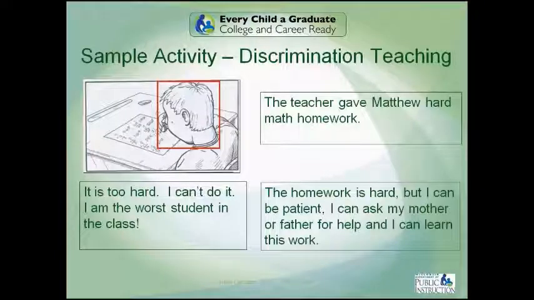So this is an example, this is a discrimination teaching. The only thing you have to be cautious of here, this is like a teaching scenario. So you have some visual supports. You set up the stimulus or the setting event. The teacher gave Matthew some math homework, and you talk to the student about, what would you say to yourself in this situation? You have to be very careful with giving students negative comments.